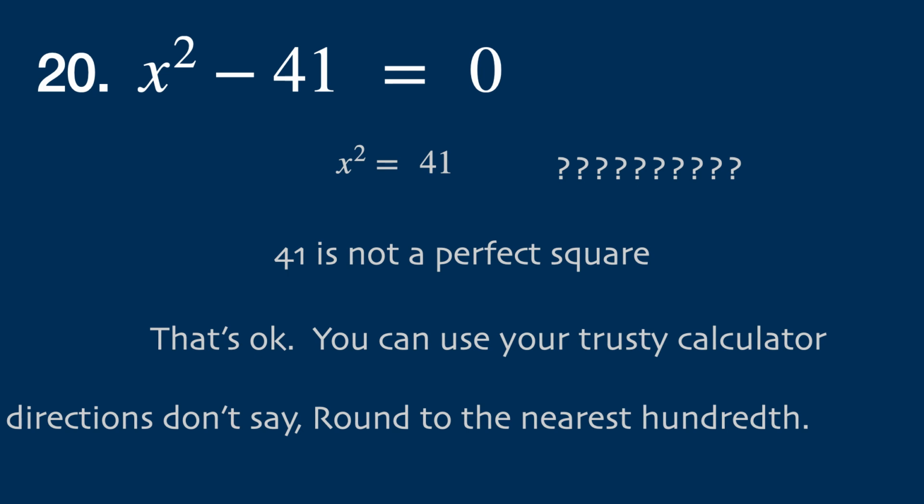If the directions don't say, always round to the nearest hundredth. So again, if the directions do not say, always round to the nearest hundredth. All right? And when you do that, you should have gotten x equals, don't forget, positive negative 6.40.